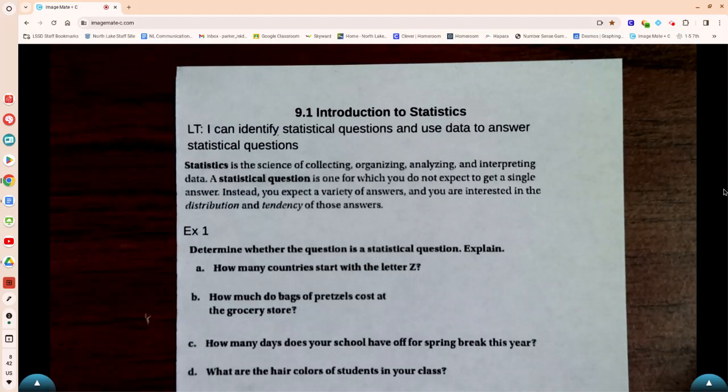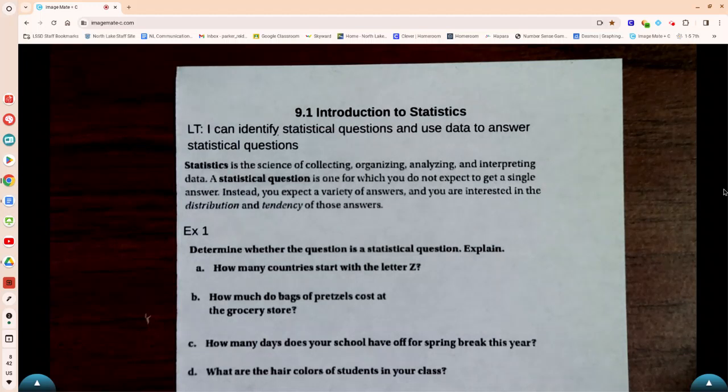Now, instead, if I went around and asked all of you, how many siblings do you have? Are all of you going to have the same answers? No, and I know that. But asking that question, that's a statistical question. It's one where I know I'm going to get a bunch of different answers, and so I'm interested in the distribution and tendency of those answers. I'm interested in what's the most common answers, how spread out are the answers, right? Maybe there's somebody with no siblings and then somebody with 15, right? So that's what statistical questions are.